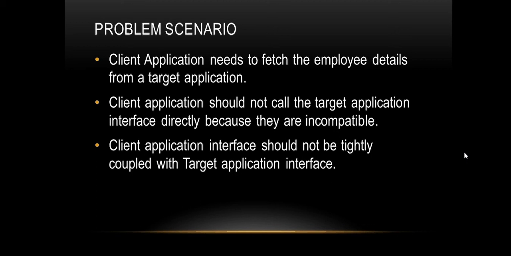So in a way, what I want to say is that my target application interface cannot be called from my client application, maybe because the types of arguments it accepts in its method are not available with my client application, and I don't want to code the logic in my client application to make the target application interface compatible with it, because my target application to fetch the employee details might change with time. So I don't want to keep that logic in my client application.